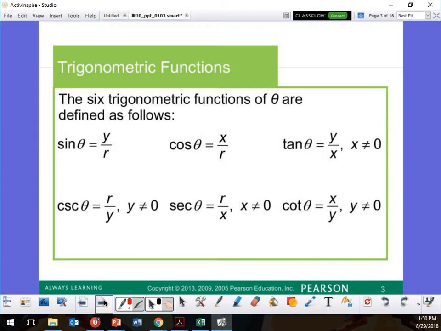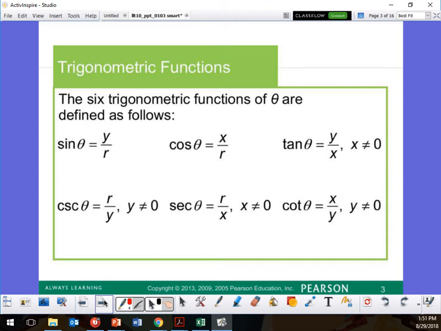Now, tangent. This is another good one. This is a ratio of y to x. It is going to be sine over cosine, where x cannot equal 0. Why can x not be equal to 0? Because you can't divide by 0. It is going to be undefined. I cannot have it.